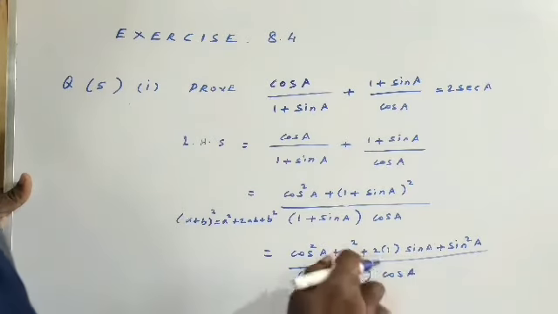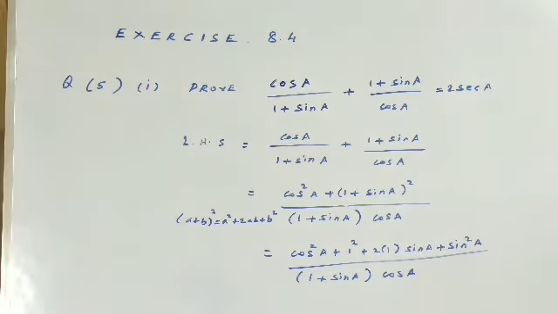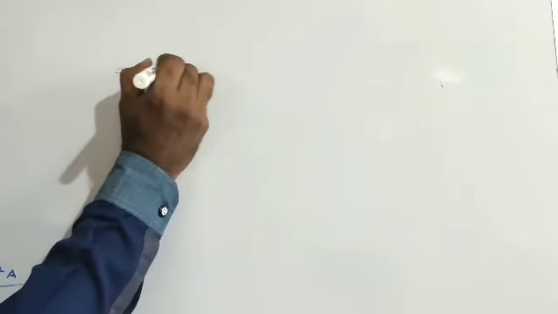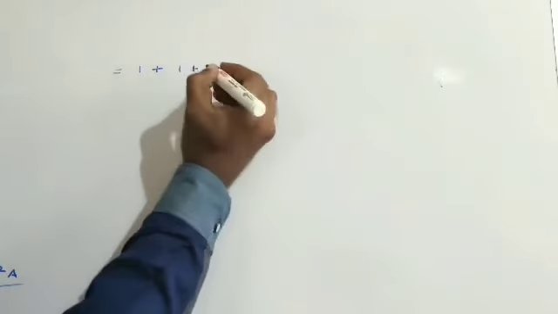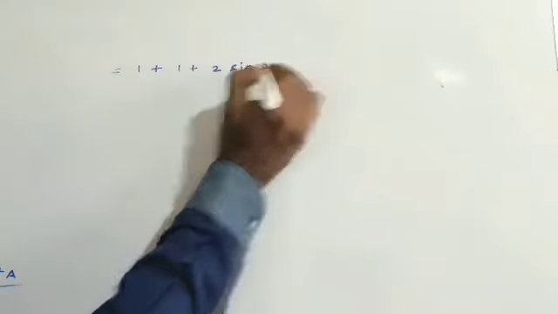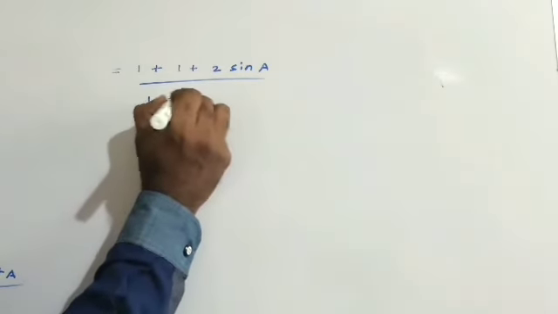The value of 1 square is 1. 2 into 1, 2; 2 into sin A, 2 sin A. From the first identity, we know that sin square theta plus cos square theta equals 1. Cos square A plus sin square A is here, and it is equal to 1. Plus 1 square is 1, plus 2 sin A. In the denominator, we have 1 plus sin A into cos A.